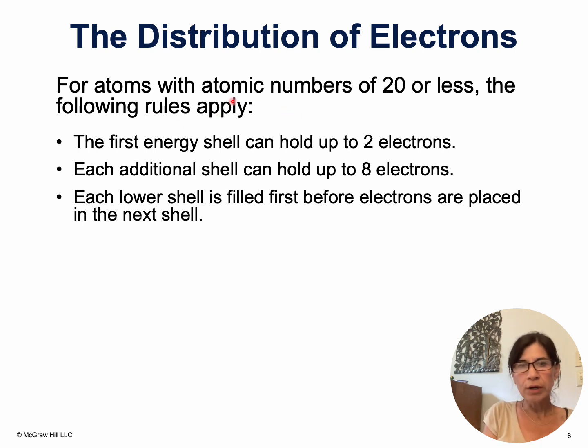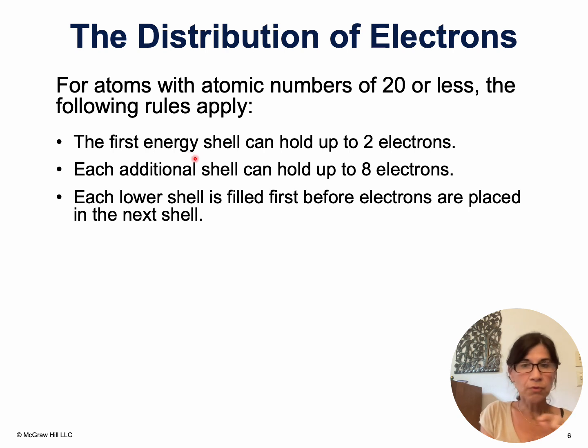The elements that we're generally going to be talking about in biology have an atomic number, being the number of protons, of 20 or less. And so we can apply the following rules to basically all the elements we'll work with. Depending on the atomic number of an element, for example, carbon has the atomic number of 6, so it has 6 electrons.